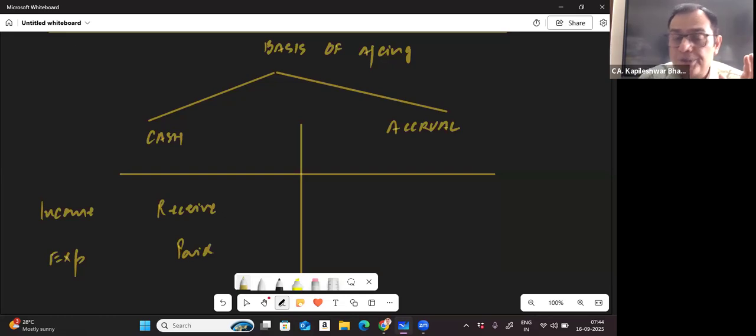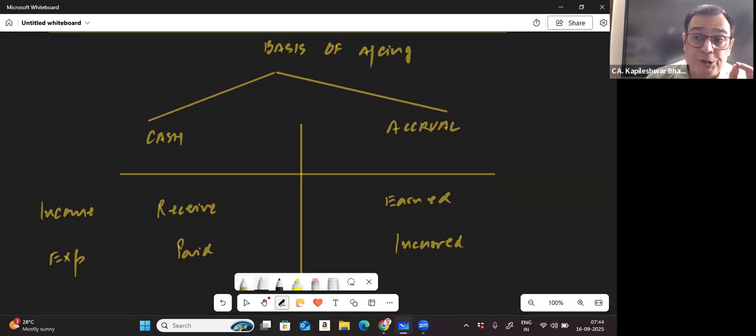But in accrual basis, we record the income when it is earned. You record the expense when it is incurred. The actual receipt in terms of income is not important. The actual payment of the expense is not important. So in accrual basis of accounting, the incomes are captured when they're earned. The expenses are captured when they're incurred. So the inflow outflow is not important.